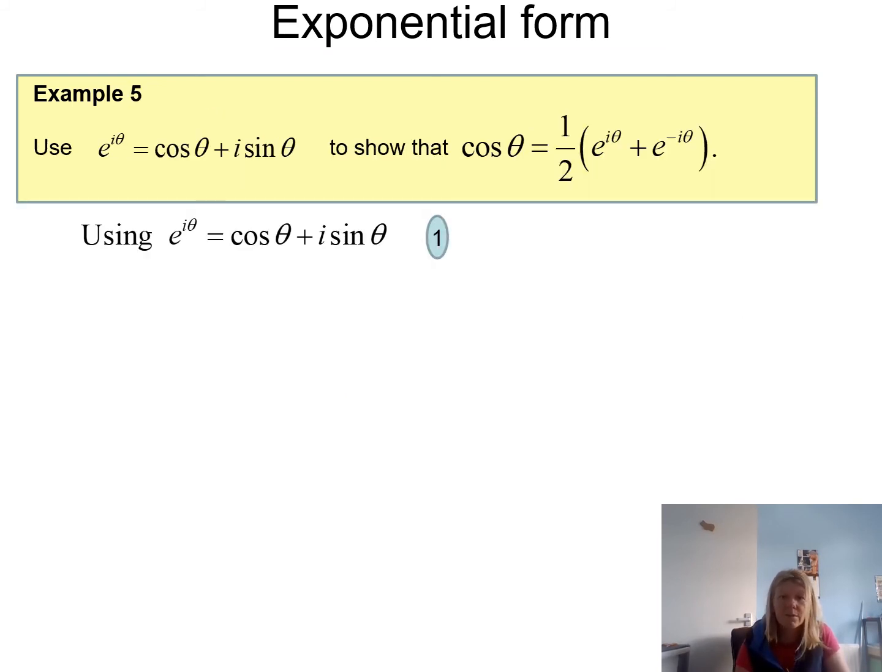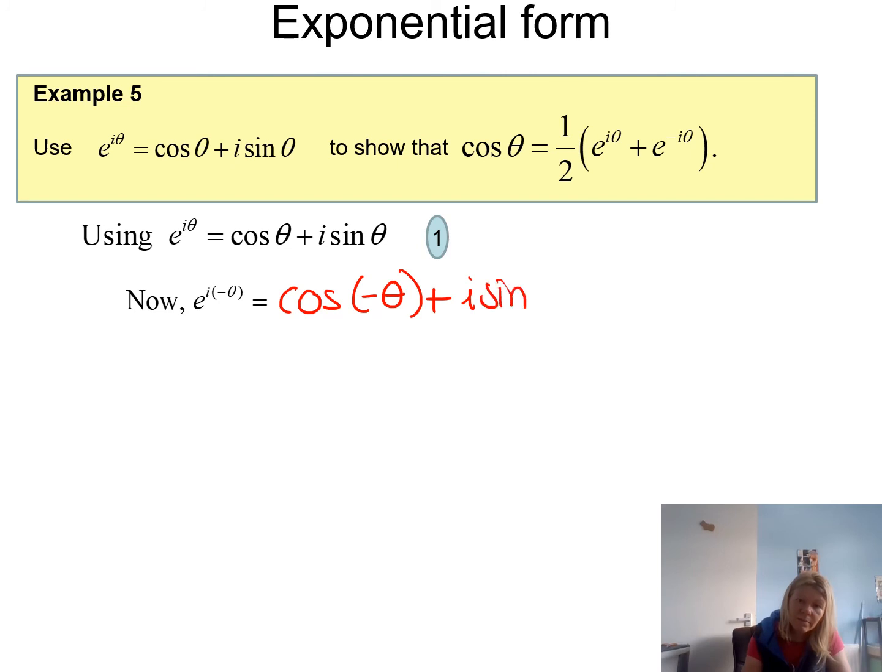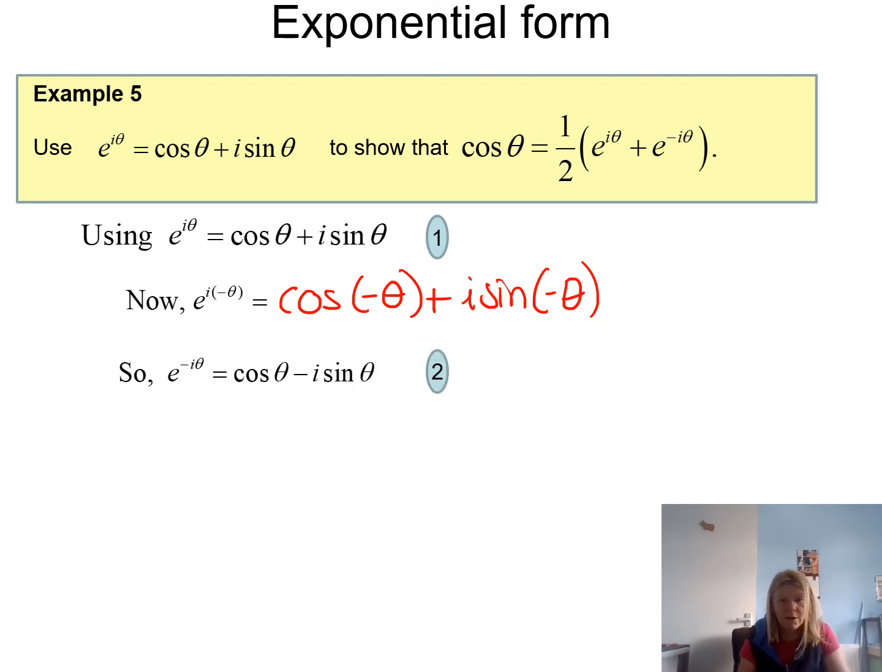Right, use this thing to show this thing. Oh, it's a bit more exciting. So we can use this fact. We can also think, what's this? What would that be? That might be useful. Well, that would be cos of minus theta plus i sine of minus theta. And you know that that is, in fact, what we've got written down there, because the cos is an even function, the sine is an odd.